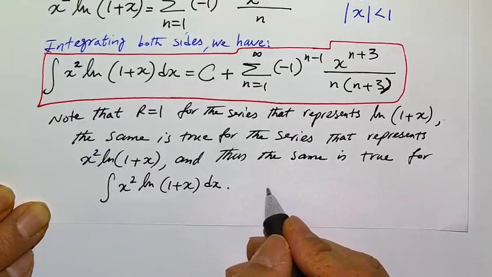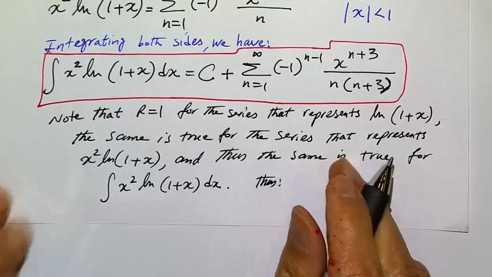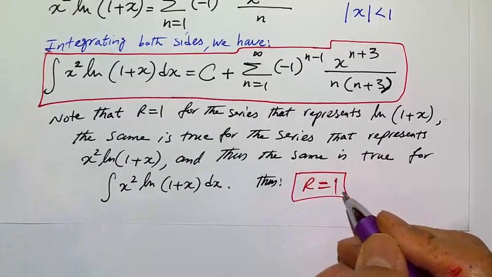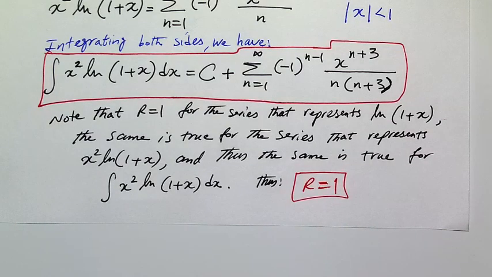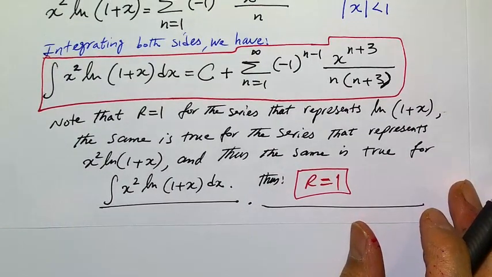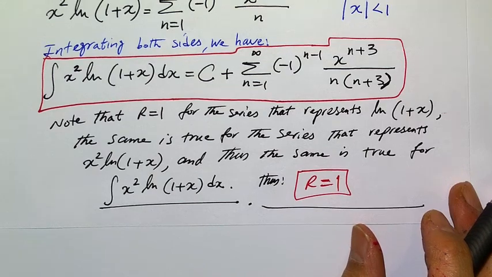Okay, so thus R equals 1. Again, this goes back to that theorem page that I said you don't have to memorize, you just have to remember those few things: that when we differentiate and we integrate the power series, the radius of convergence for the functions they represent does not change. So this goes back to that. All right, so this is this example. Let us do another example.